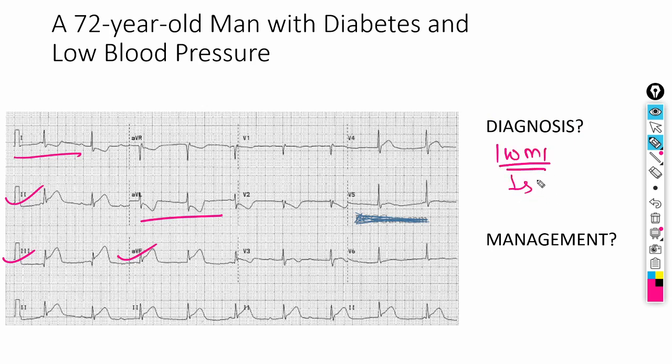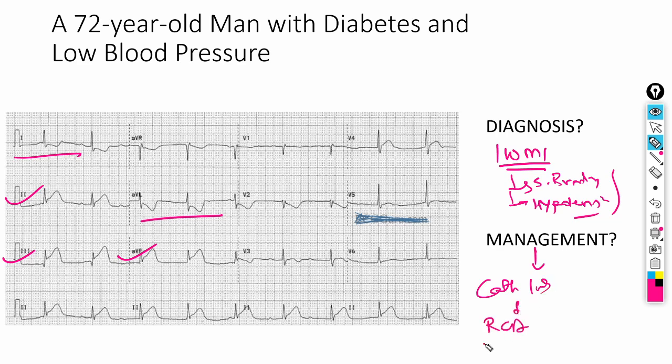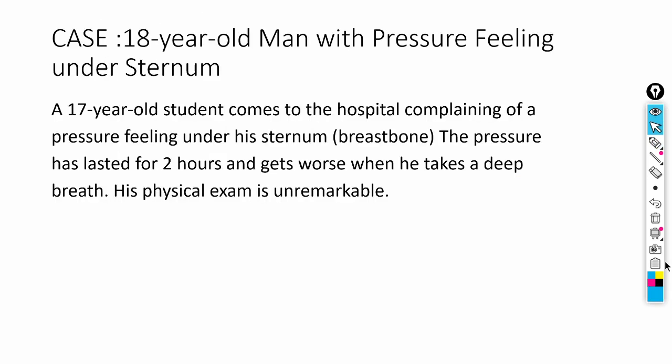This usually presents with bradycardia and hypotension due to vagal stimulation. Inferior wall MI causes vagal stimulation. What is the management? Rush to the cath lab and open up the RCA, which is involved in 90% cases of inferior wall MI. Now let's see a second case.